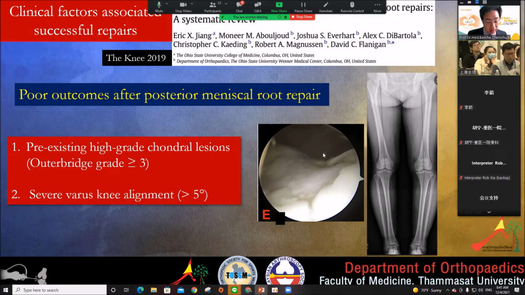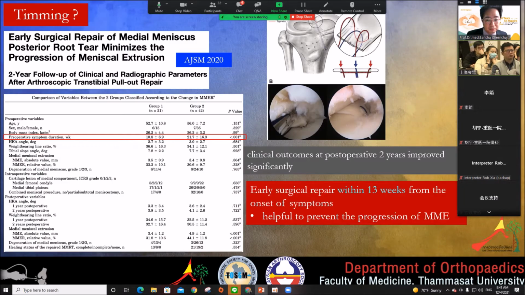This is a systematic review in 2019 that concluded that 2 factors make the outcome worse. Number 1 is pre-existing cartilage loss, and malalignment more than 5 millimeters. These are the bad prognostic factors.